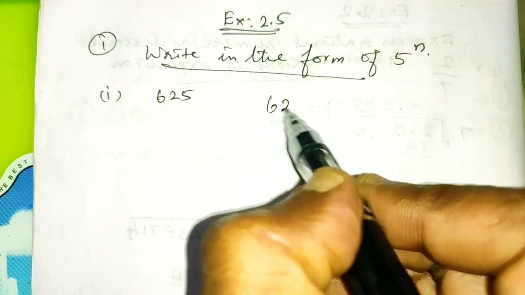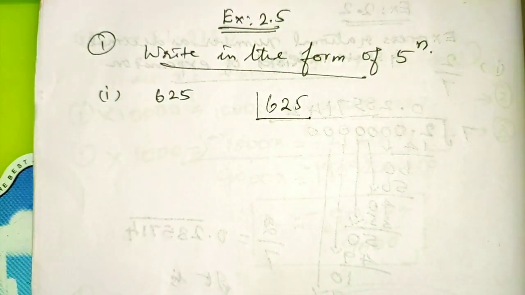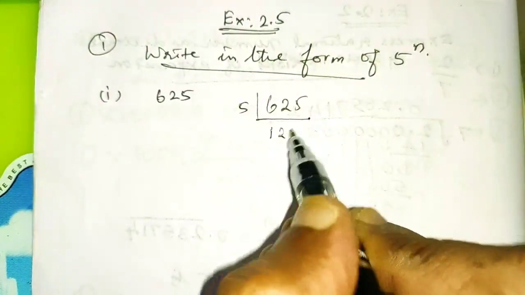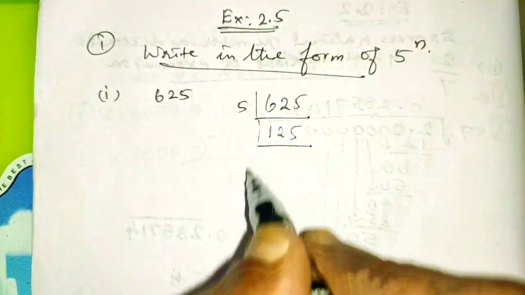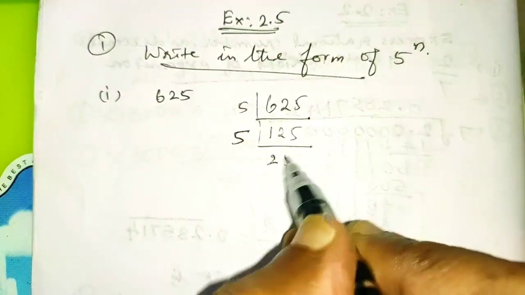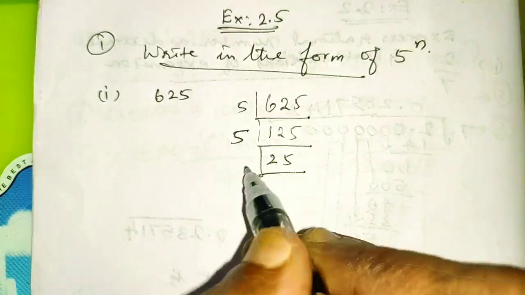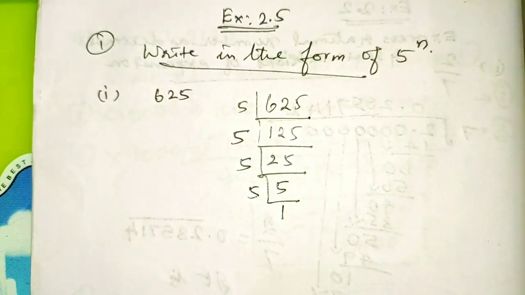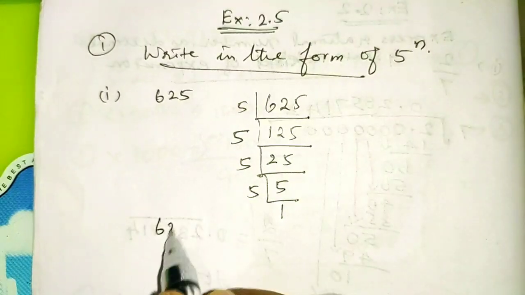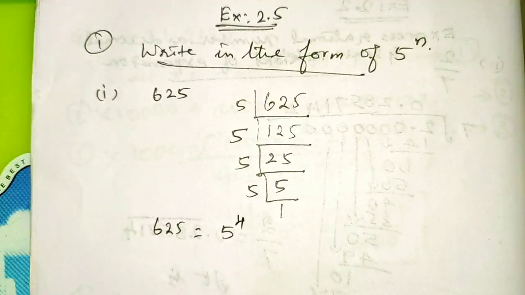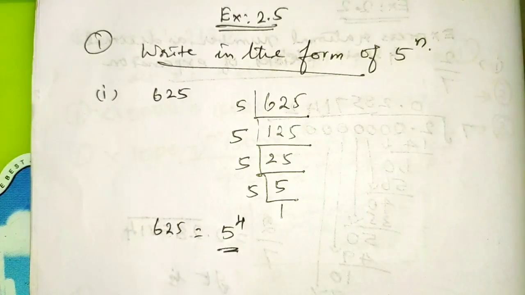So first I am going to divide this 625 by 5. If you divide this, you will get 125. If I again divide this 125 by 5, I will get 25. If I divide this again 25 by 5, I will get 5. If I divide this 5 again, I will get the remainder as 1. Now 625 can be written as 5 power 4. So this is the answer.